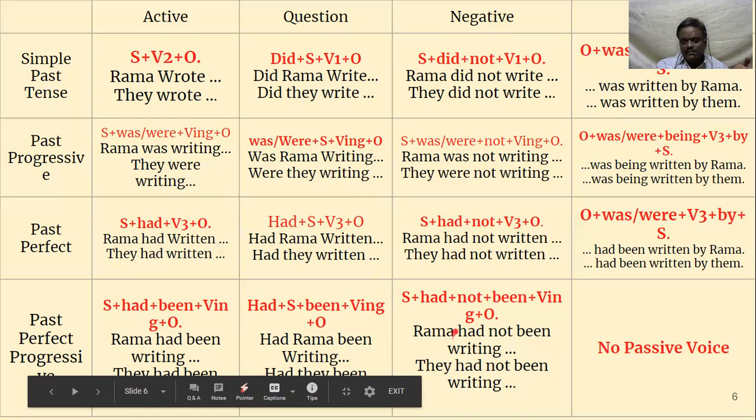In negative also, not has to be put between the helping verb and the main verb. So Rama had not been writing a letter. But here you see two helping verbs are there, had and been. So in between two helping verbs, we have to use not: Rama had not been writing. We don't say Rama had been not writing. Rama had not been writing a letter, and there is no passive voice in past perfect progressive, as I've already told you.